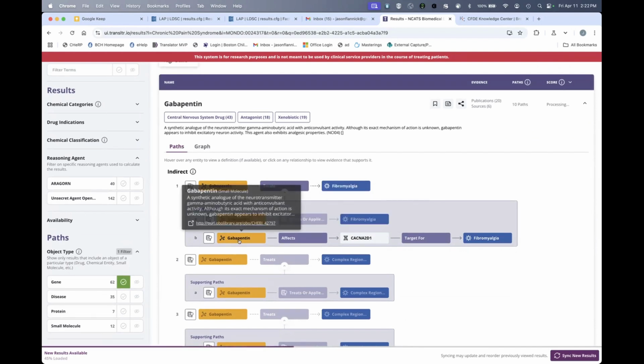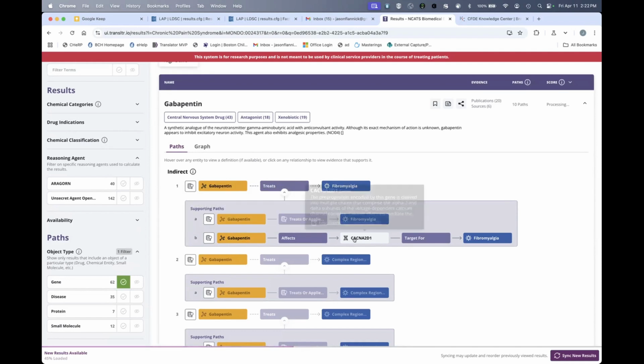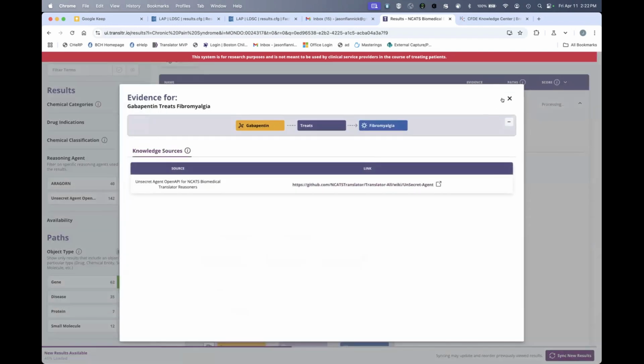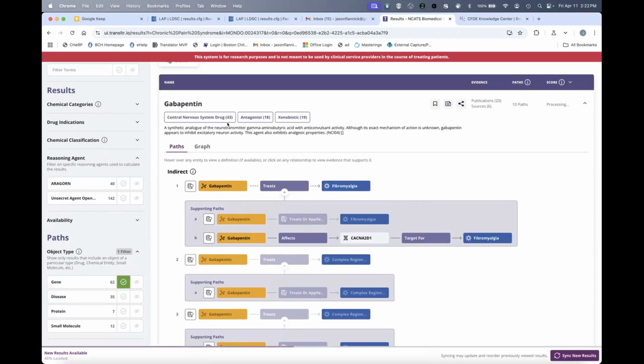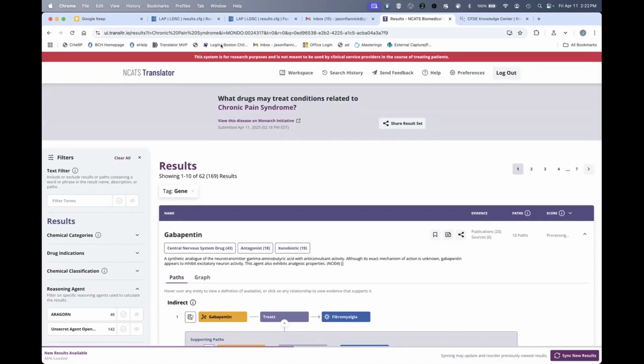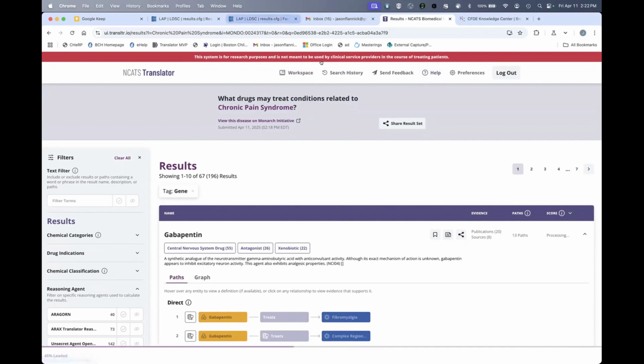So now this is telling you that gabapentin was picked because it targets a gene, or it affects a gene that was targeted for fibromyalgia. And again, you can see the same type of provenance for all of them. And so, like I said, the Translator consortium is very well aware of the performance challenges and the UI challenges. And that's really what a lot of the effort has been spent on in the current phase, making this much more efficient and fast. So we're only 45% loaded after however long I've been showing this to you.